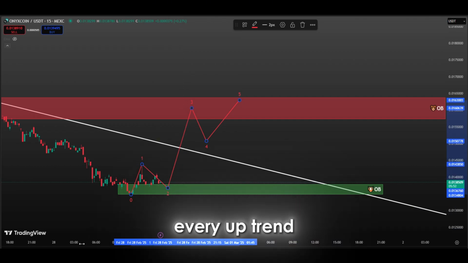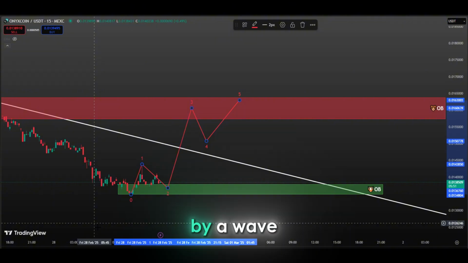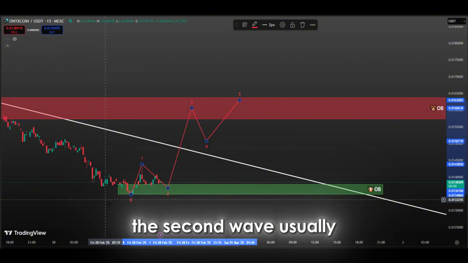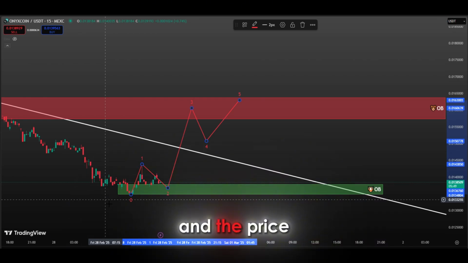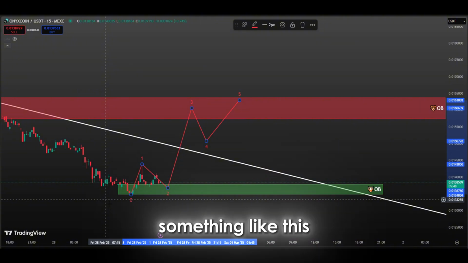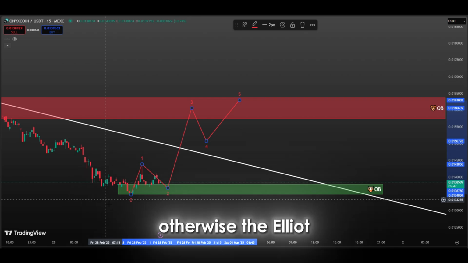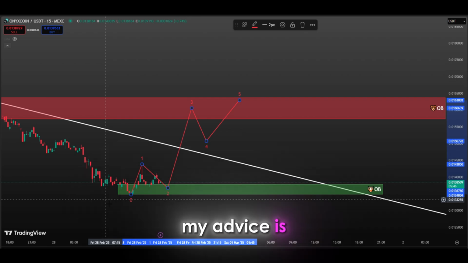However, every uptrend in the market is usually followed by a wave of correction, at which point the second wave comes into play. The second wave usually occurs when investors sell profits and the price enters a short-term correction. And then comes the third wave, the longest wave. But there is something like this. The second wave should not exceed the Elliott starting point. Otherwise, the Elliott wave will be cancelled. My advice is to wait for the trend break while in the third wave, and it will make sense if the price continues the third wave.